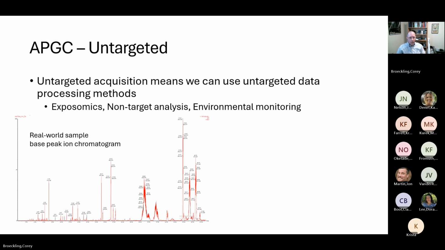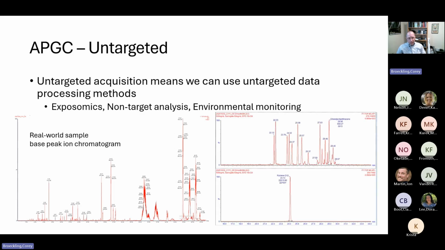So this is just an example of a real-world sample to show you how rich the base peak ion chromatogram is. There's a lot of peaks here beyond the 16 polyaromatics that we're interested in. And we have accurate mass data and knowledge of the samples to help support annotating what those are, which is really cool. This is just one example.